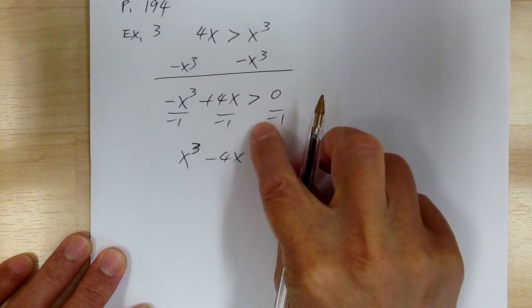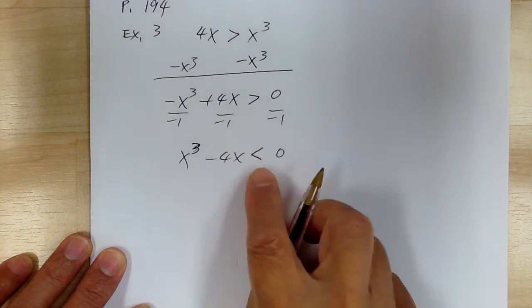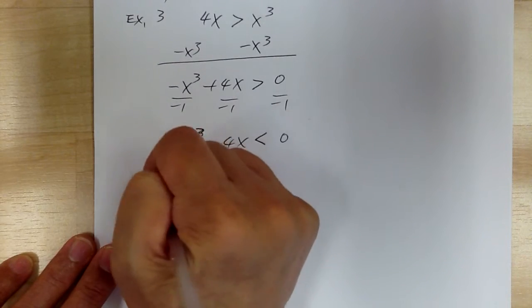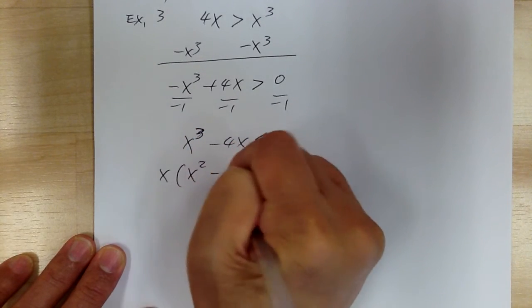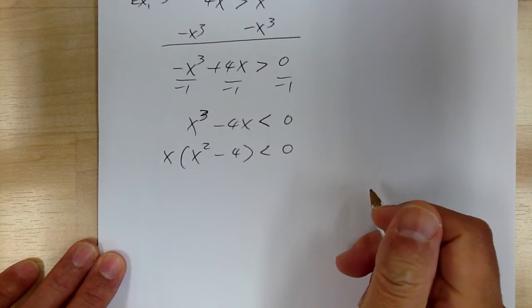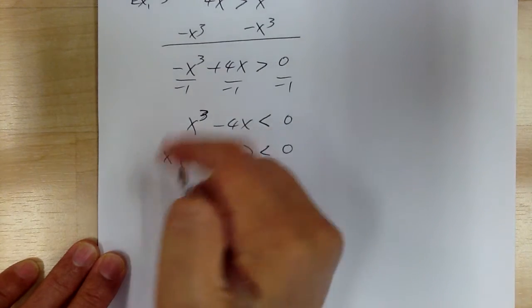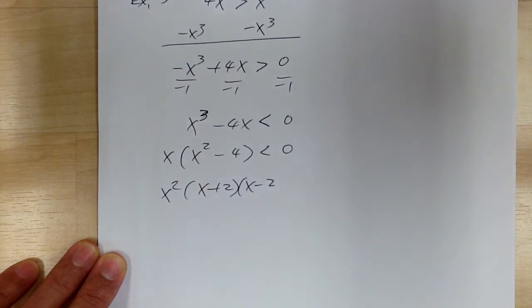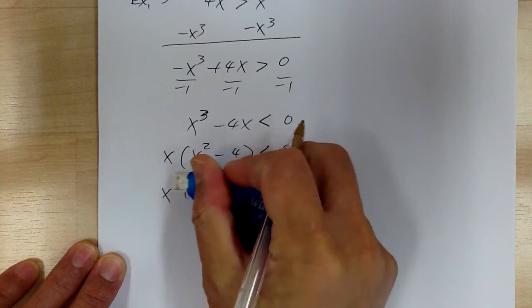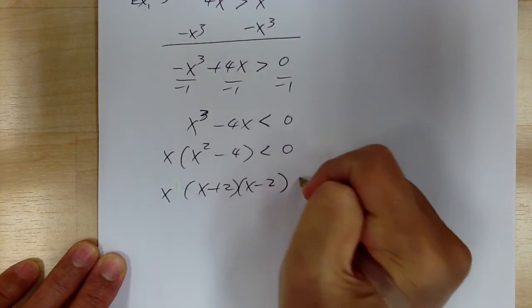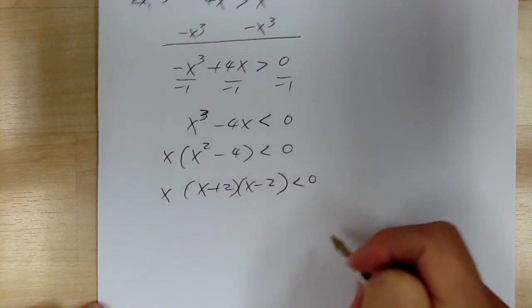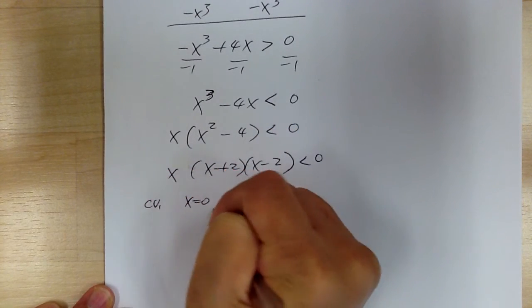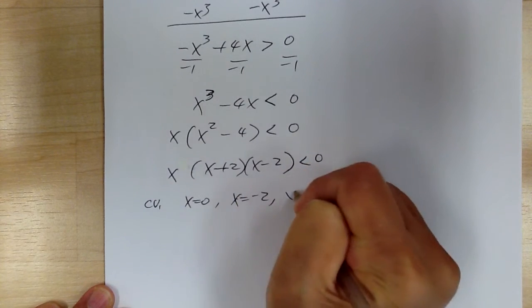Now, when you divide by negative number, remember to change direction. Right? Remember that? So it's very important. So now you can do factoring. So factor the x. Right? That's your step 1. And then after that, you're going to factor that. So you're going to get x plus 2, x minus 2, is less than 0. So your critical values are x equal to 0, x equal to negative 2, x equal to 2.